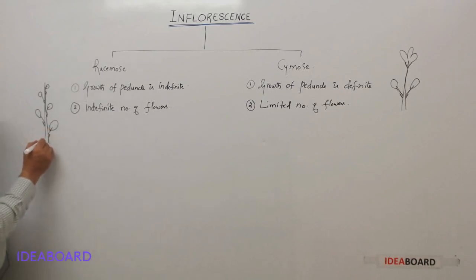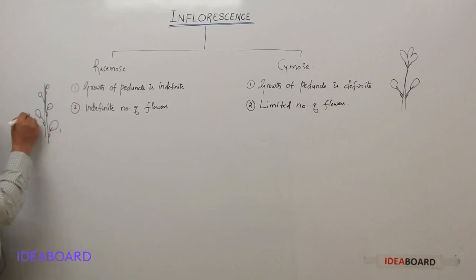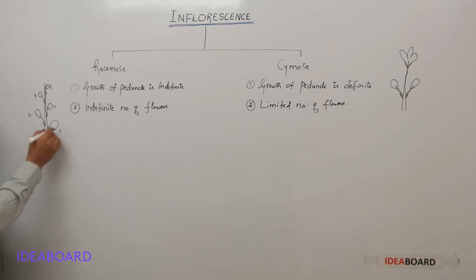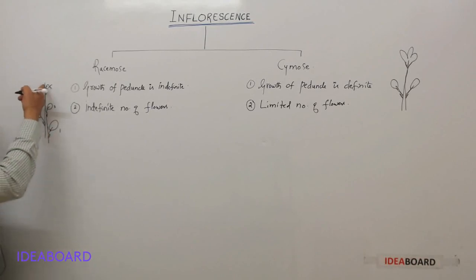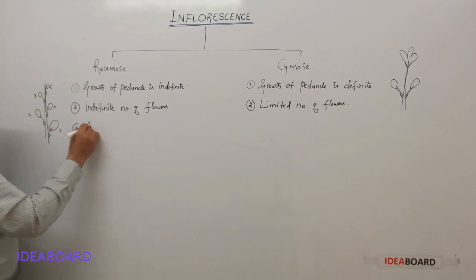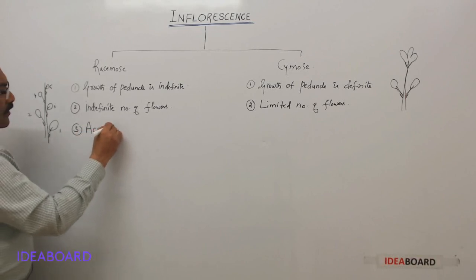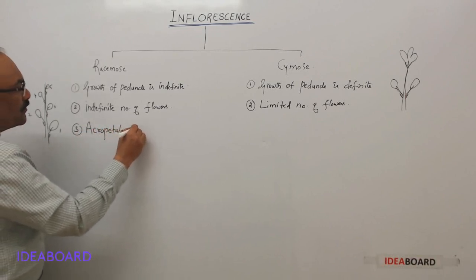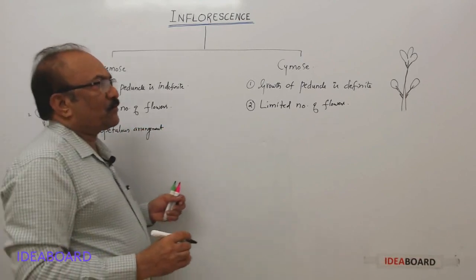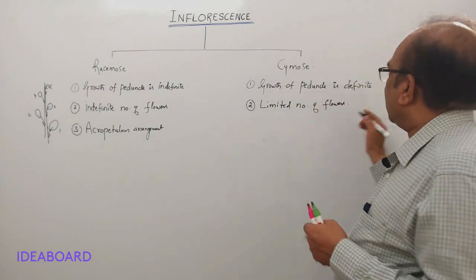You can see here, I am giving numbers for these flowers: first flower, second flower, third flower, fourth flower, fifth flower. The first flower is the oldest flower and the fifth flower is the youngest one. So the oldest flowers are at the base and the younger ones are at the top. This arrangement is called acropetalous arrangement of flowers.